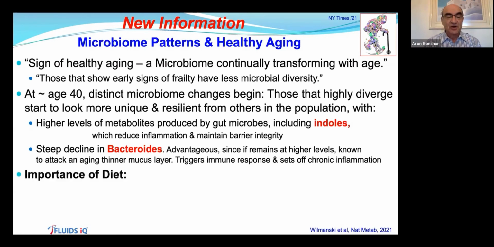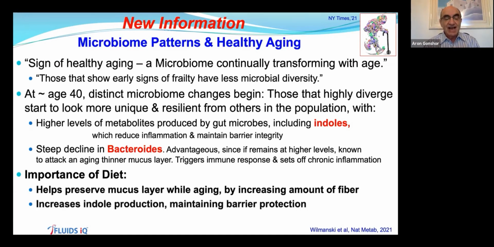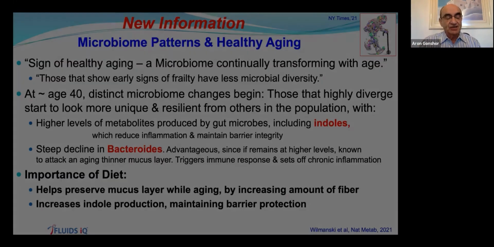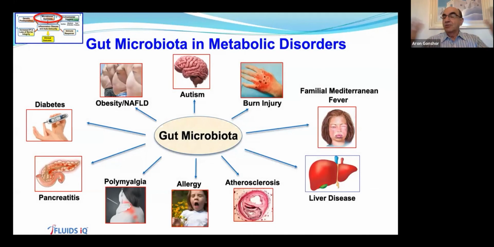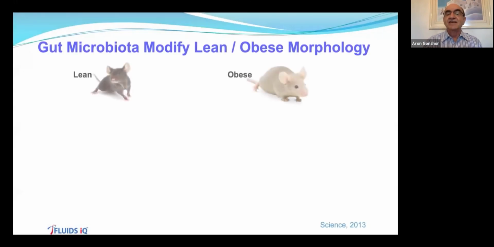So what's the importance when it comes to diet? Well, we know that diet helps preserve the mucus layer while you're aging. It increases the amount of fiber, and you increase indole production. So you're maintaining that barrier protection. And just for you to know, you'll have this in your PDF, so you'll know how the gut microbiota affect various types of metabolic disorders. And increased gut permeability, and why is that important in obesity?